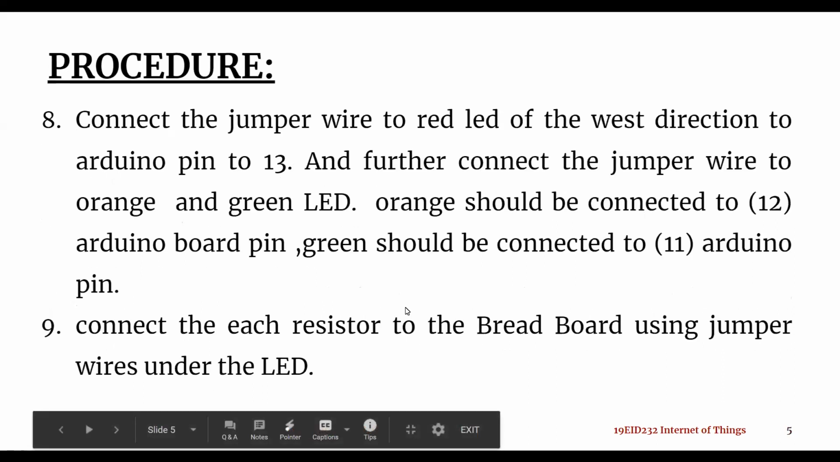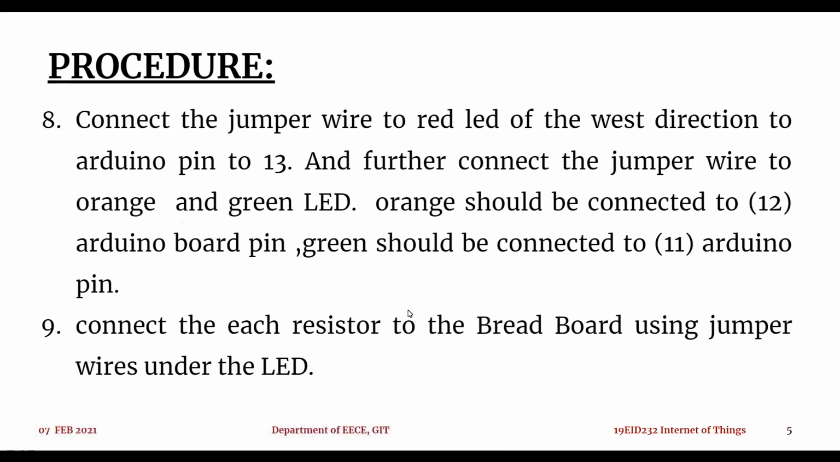And again, first we have to take the jumper wire to connect the red LED light as well as green and orange, and we have to set it to the pin. As we can see in the circuit board, the first red jumper wire is connected to pin 13 of the Arduino board, the orange one is connected to pin 12 of the Arduino board, and green is connected to pin 11 of the Arduino board.